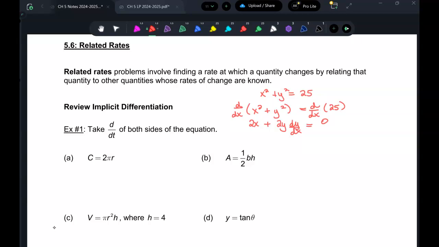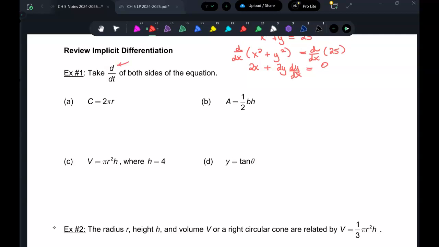Okay, so the goal with this lesson is going to be somewhat similar, but instead of d dx, we are going to take d dt, so it's the rate of change with respect to time. So this is really the heart of calculus, because calculus takes a look at how things change in terms of time. So it could be area, it could be volume, it could be a linear measure.